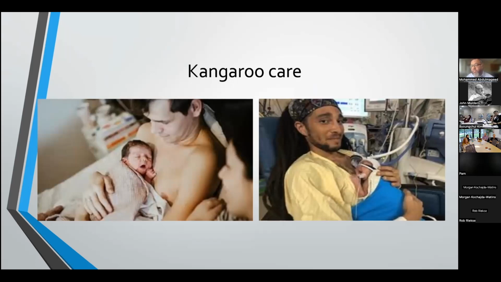I'm not just saying it from experience. It's evidence-based medicine that improves temperature and respiratory condition and blood sugar, also blood glucose levels. And similar to here, this baby is not sick, just newly born, but I put both pictures together.